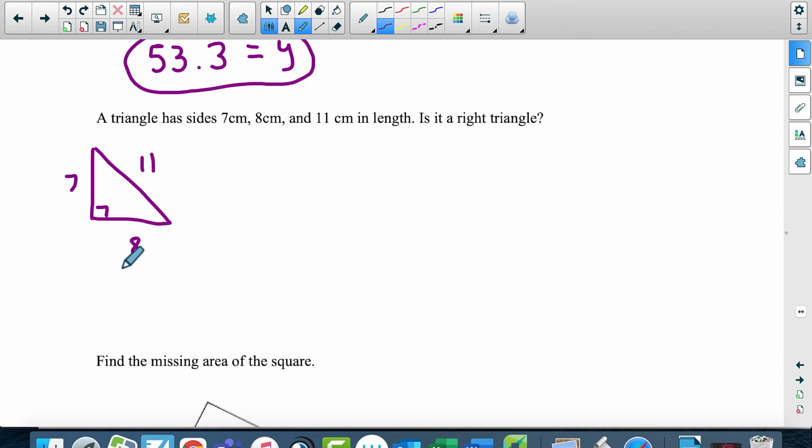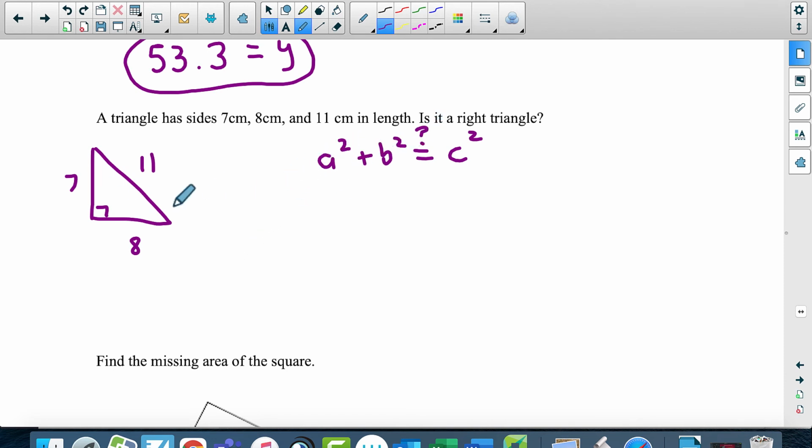So is it a right triangle? I don't know. How will we know? Because if it is a right triangle, then this statement has to be true. If it turns out that the left side doesn't equal the right side, then it's not a right triangle. So I don't know if it's equal. I'm going to put a question mark there. It might be equal. So let's try it out.